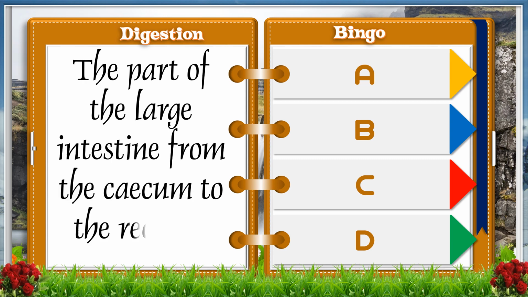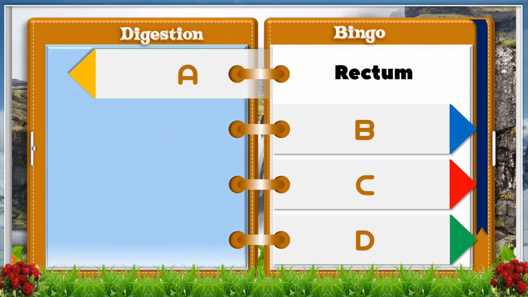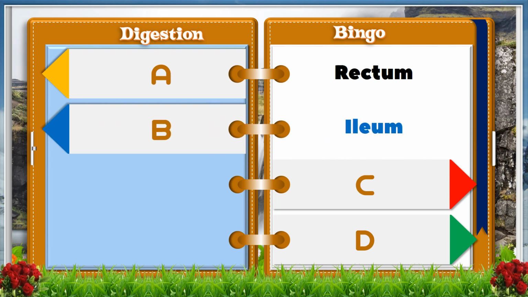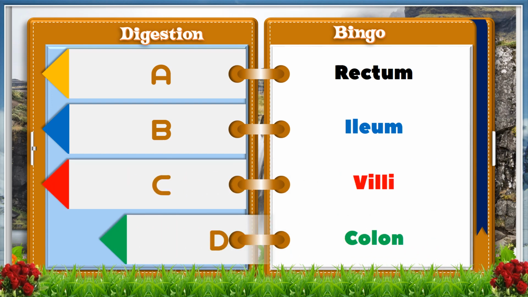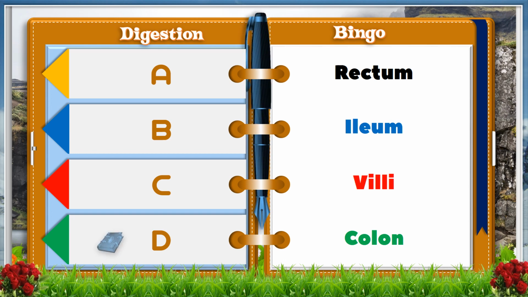The part of the large intestine from the caecum to the rectum. A. Rectum. B. Ileum. C. Villi. D. Colon. And the answer is D. Colon.